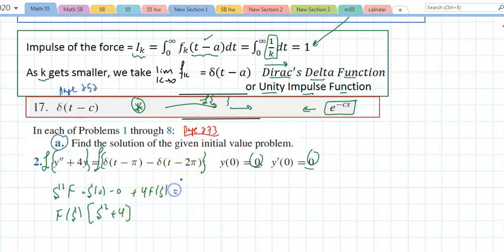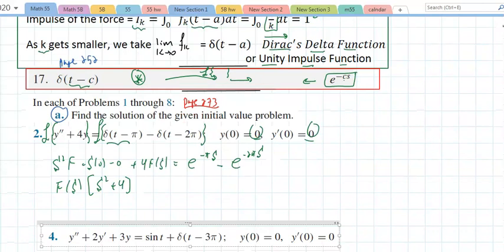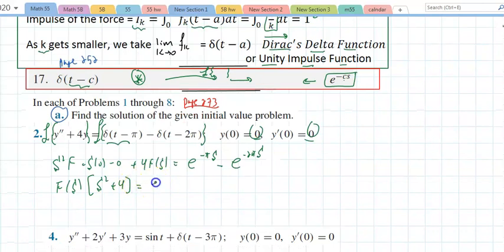The right side, when I apply the Laplace on this by 12, this is going to be e, and notice, if this is minus, this is minus, so this is e to the negative pi s minus e to the negative 2 pi s. And that's all the tricky part in this section, and that's the application. You'll be surprised how this works. So if I look closely at this, this is e to the negative pi s minus e to the negative 2 pi s.